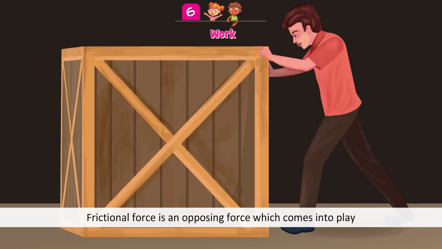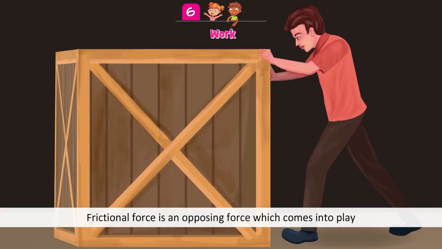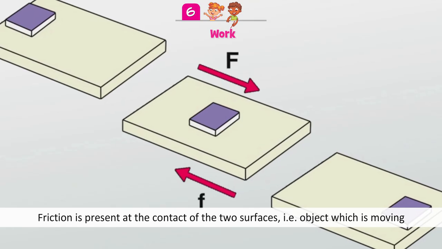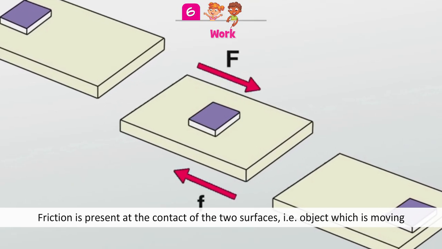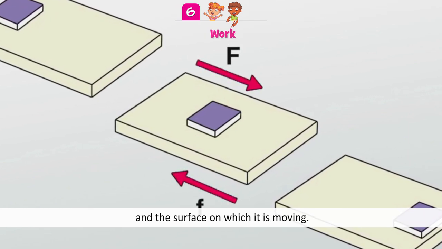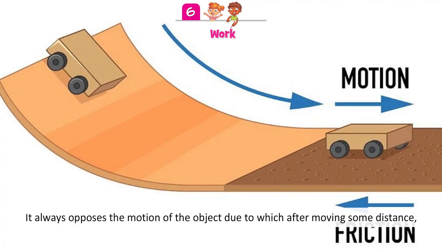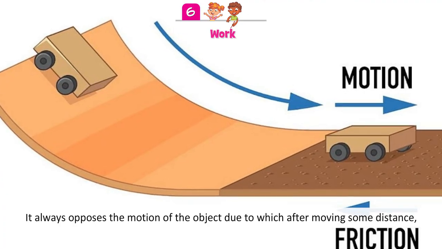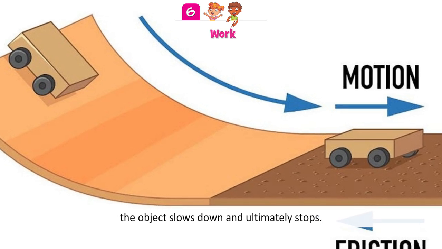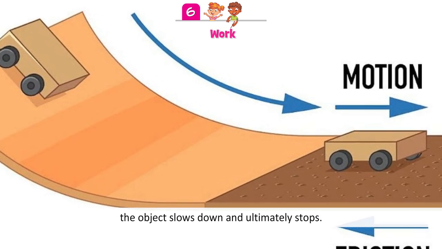Frictional force. Frictional force is an opposing force which comes into play when we try to move an object. Friction is present at the contact of the two surfaces, that is, the object which is moving and the surface on which it is moving. It always opposes the motion of the object, due to which, after moving some distance, the object slows down and ultimately stops.